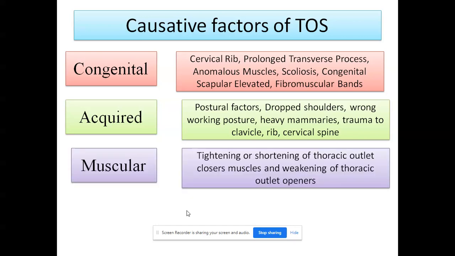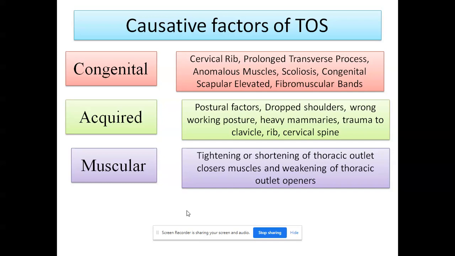Coming to the third causative factor, that is muscular. Tightening or shortening of the thoracic outlet closer muscles and weakening of the thoracic outlet openers. Some muscles open up the thoracic outlet, whereas some muscles close it. Thoracic outlet openers are levator scapulae, sternocleidomastoid, and upper trapezius. If weakening of these muscles is seen, this can lead to TOS because overactivity of the closers of the thoracic outlet is seen.